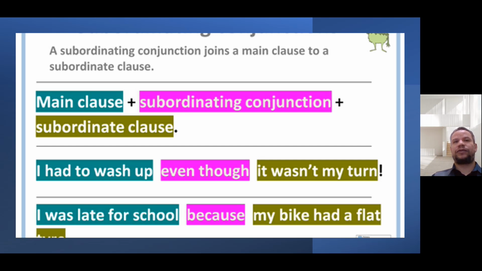Okay, I was late for school because my bike had a flat tire. My bike had a flat tire. It's a complete meaning, yes, but it doesn't give me a complete image. But if I say I was late for school, yes, complete meaning. So I have to put the subordinating conjunction because before the second one, I mean before the dependent clause, not the independent. I was late for school: independent clause, independent sentence, complete meaning, main clause. Because my bike had a flat tire. That's great.